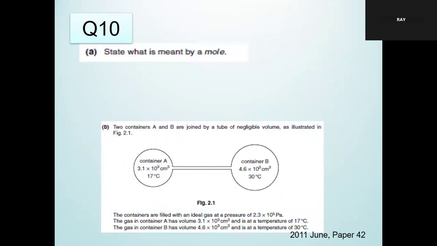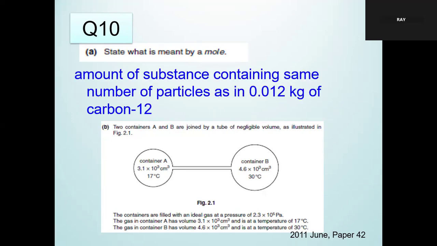State what is meant by a mole. This is 2011 June, paper 42. Memory work only. Mole: amount of substance containing the same number of particles as 12 gram of carbon 12. Okay, solve the problem. Two containers A and B. You have no choice, this one. Definition, you have to score.